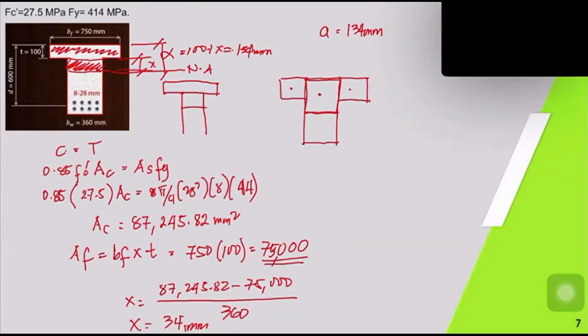So let's take this analysis, yung itong part na ito. So kapag ito, we have two compression. Meron yung dito sa centroid ng sa taas, we have C1. And then yung centroid naman dito is we have compression 2. Then yung centroid ng steel is we have tension.